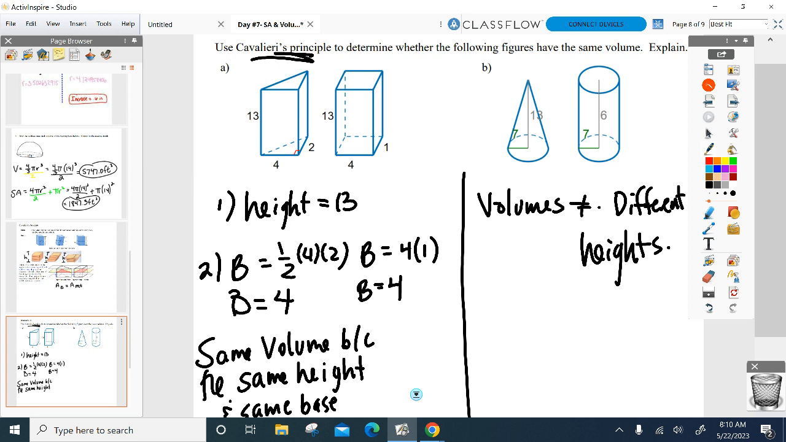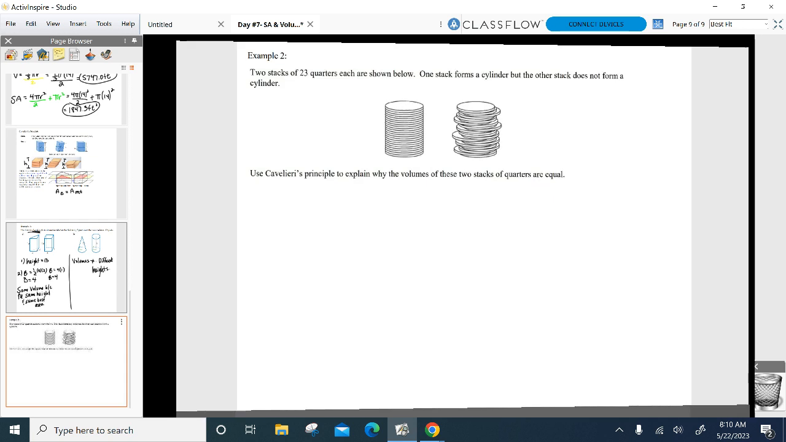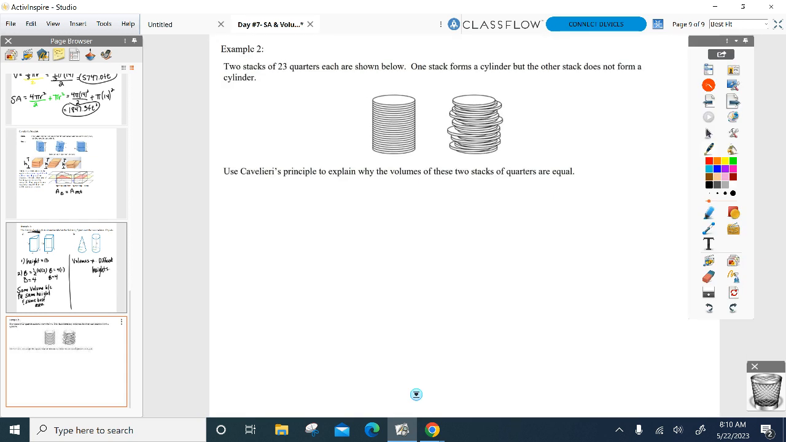And then the last one, which I got off a Regents exam. What about these stacks of quarters? Explain why the volumes are equal here using Cavalieri's principle. Explain why they would have the same volume. All right, well, what do you have to have? Same height, which they do. All right, same height. And same.